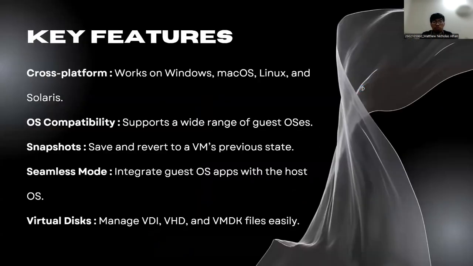Here are the key features of VirtualBox. Cross-platform, which means it can work on Windows, Mac OS, Linux, and Solaris. OS compatibility, it means it supports a wide range of guest OS. Snapshots, you can save and revert to a VM's previous state. This means you can revert a VM to its previous state if there is any trouble. Seamless mode, you can integrate guest OS apps with the host OS. Virtual disk, it can manage VDI, VHD, and VMDK files easily.